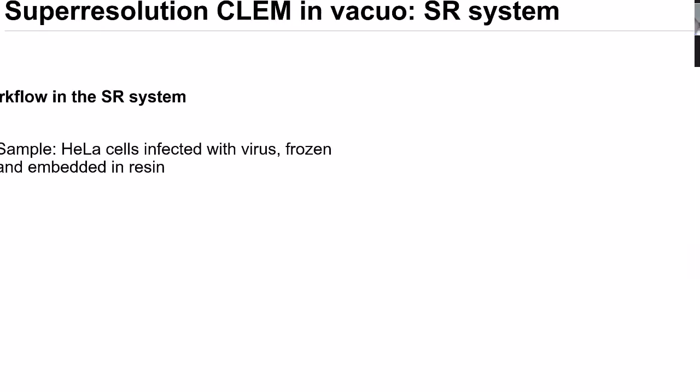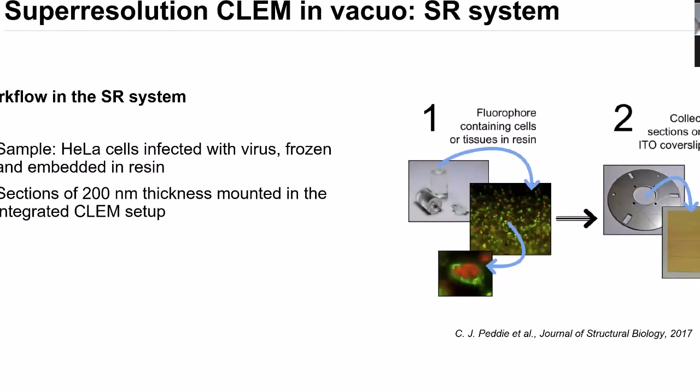So the sample is HeLa cells, which have been infected with virus and then frozen and embedded in resin. 200 nanometer thick sections were cut and mounted in the integrated setup in the super resolution microscope. So the sample holder that you see here is the same one that I showed on the standard system. And the sections are cut and placed on an ITO cover slip and mounted on this holder. This holder then fits onto the super resolution system.